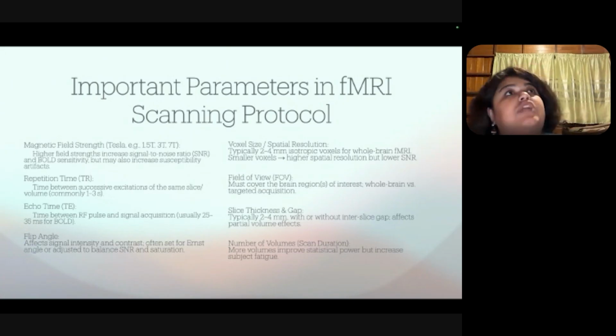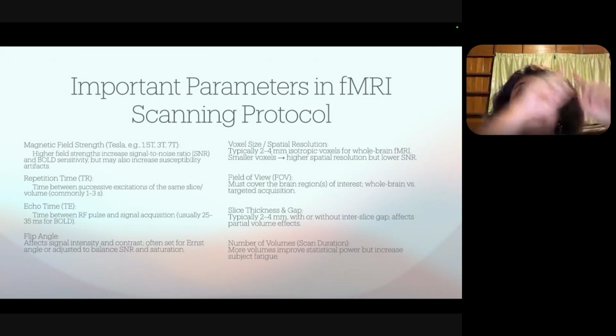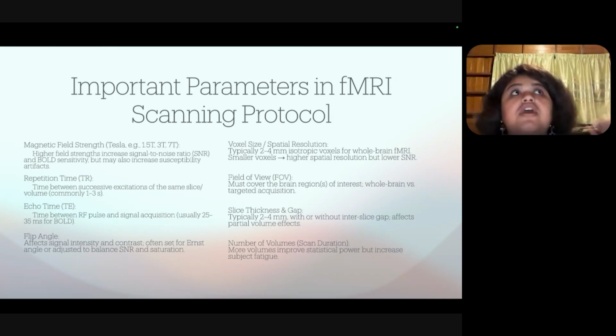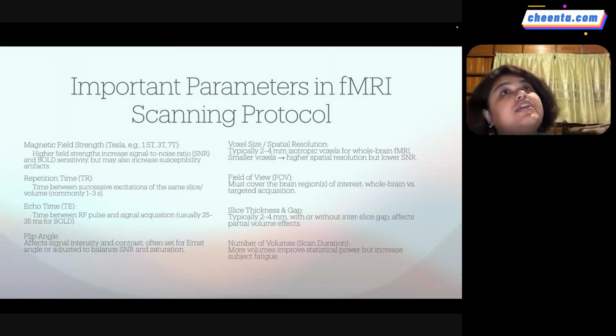And then we have echo time. When we send this radio frequency pulse, the machine takes some time to send back the signal, which we capture as the brain images. So this gap between the radio frequency pulse that we are sending and the signal we are getting back is the echo time.